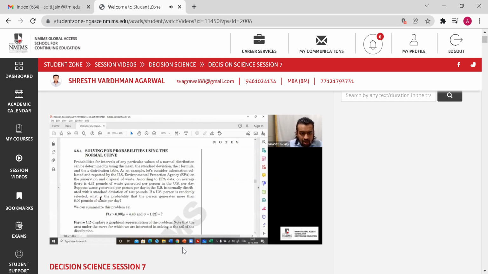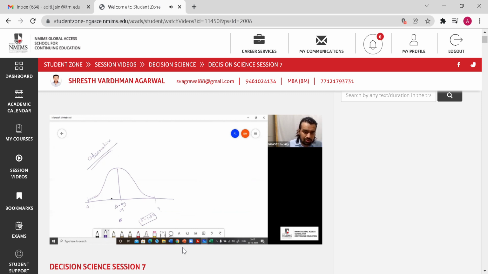Let's keep it aside. What is the probability that the person generates more than 6 pounds? Maybe somewhere here, more than 6 pounds, this side. We need to find out the probability of this particular highlighted area. We need to convert these figures into Z values, standardization, so we can at least make use of the Z table.